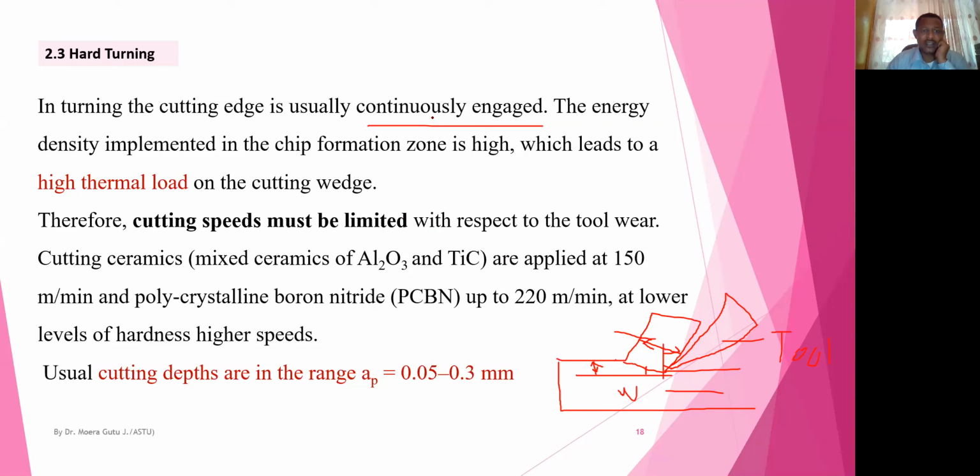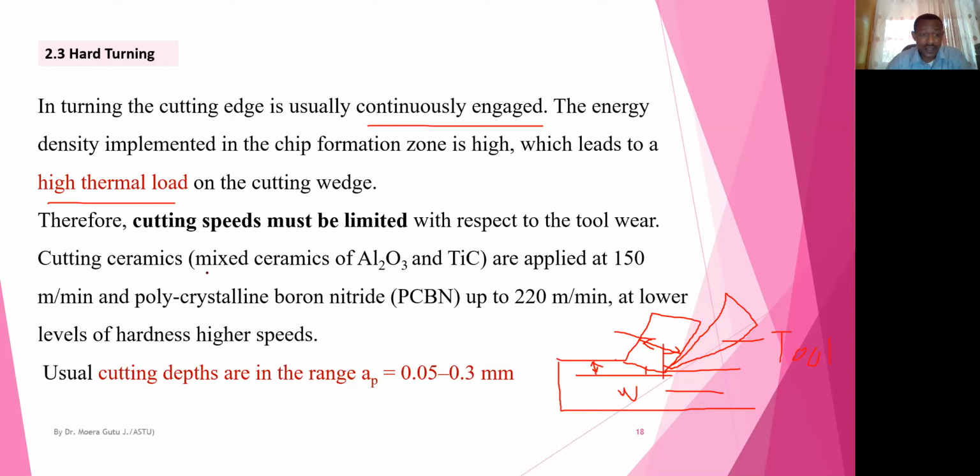So in turning, the cutting edge is usually continuously engaged. I want to show you that the machining processes of turning, milling, and drilling are different. In turning, the cutting tool is continuously engaged, so the energy density implemented in the chip formation zone is high. The energy imposed by the cutting tool on the workpiece is high, which leads to high thermal loads on the cutting edge. So the cutting edge can easily wear because of this continuous engagement. Therefore, the cutting speed must be limited with respect to tool wear during hard turning.